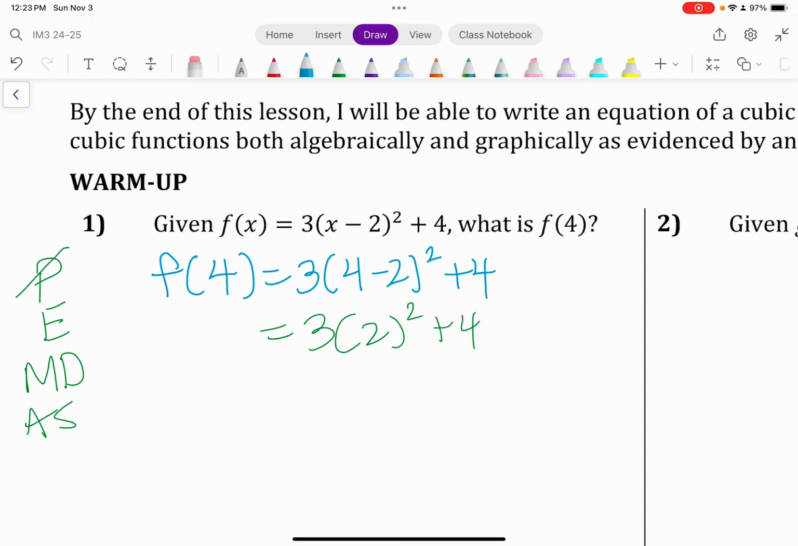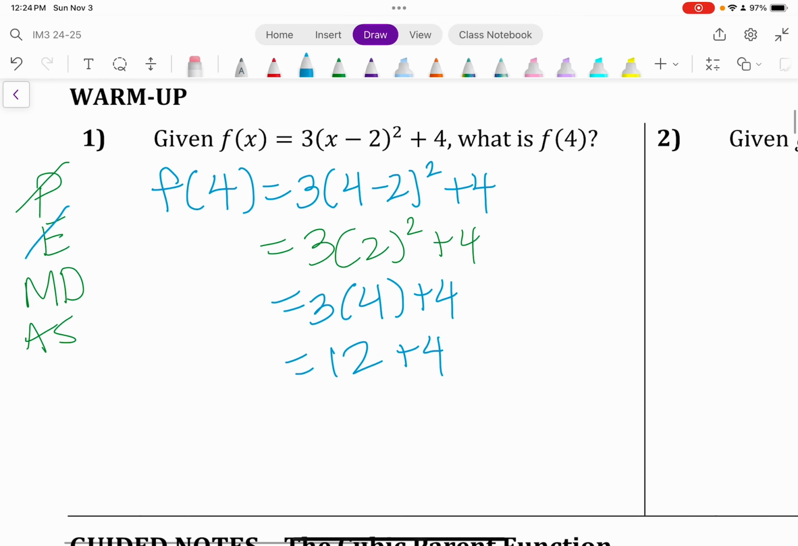And as we go through order of operations, we can cross out the steps that we've already done. 2 squared is 4. 3 times 4 is 12. And finally, 12 plus 4 is 16. So we find that f of 4 is 16.